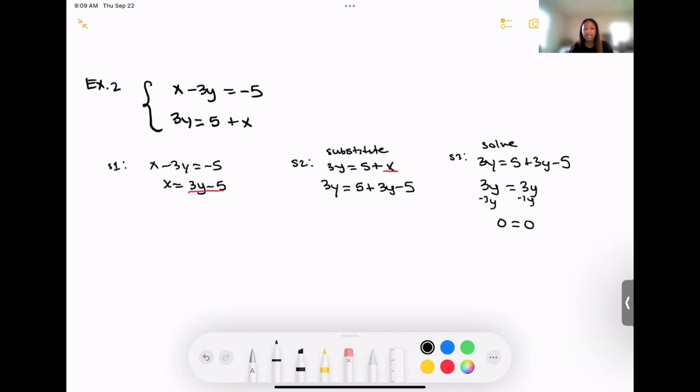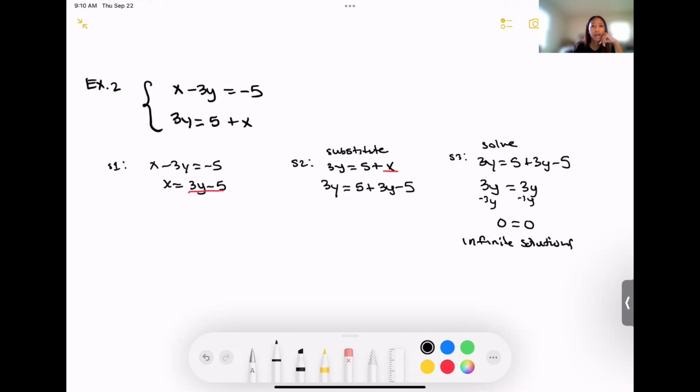All right. This is an example of a system that has infinitely many solutions. If you try to solve your equation and you end up getting 0 equals 0 at the end, the x's cancel out, the y's cancel out, we're just left with 0 equals 0. That means that it doesn't matter what our x or y value is, these two equations are always equal. So this equation is always true. Okay, this means that we have infinite solutions.